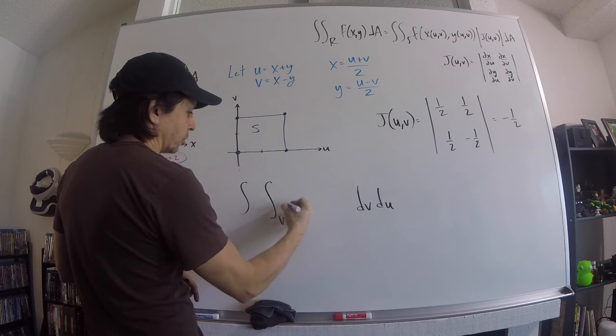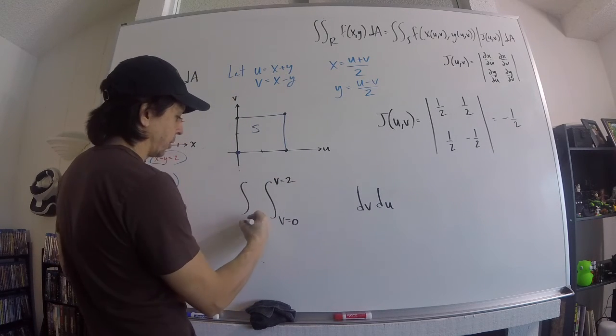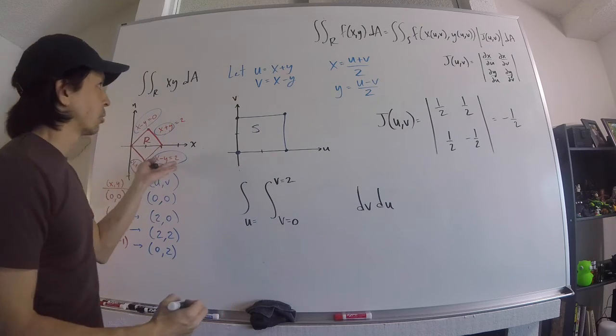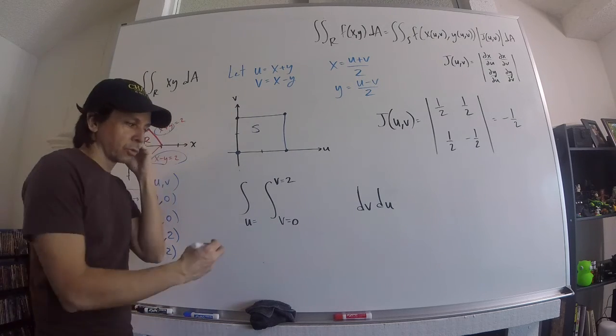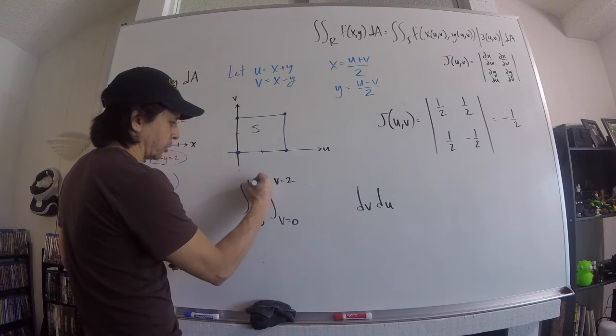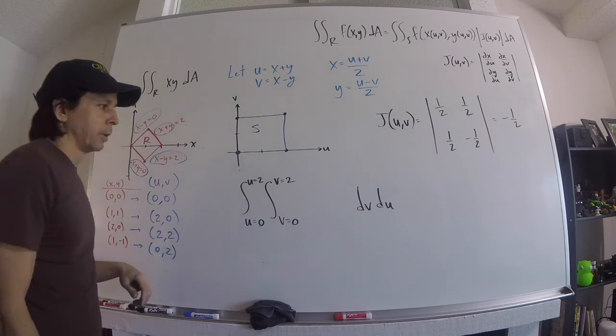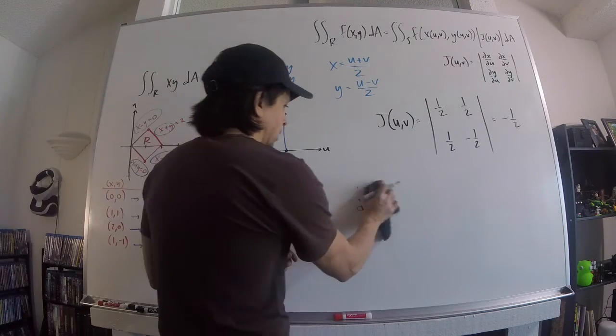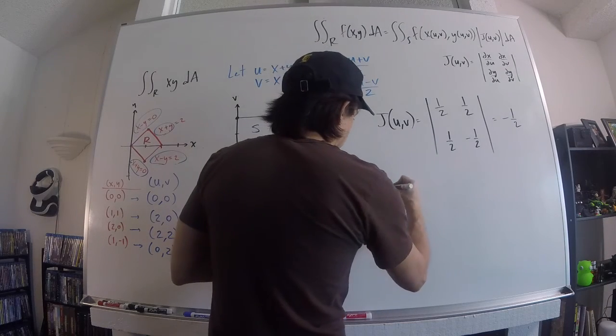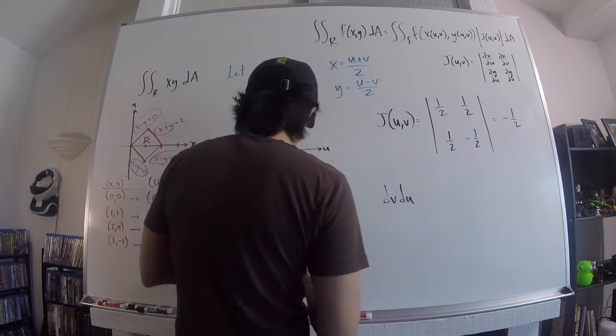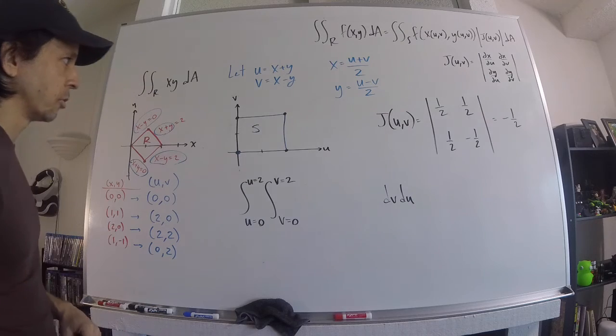v goes from 0 to 2. Very clean limits of integration now. That's why this transformation that I did is going to help me so much. u goes from 0 to 2. And it doesn't matter, the other way would be just as easy.